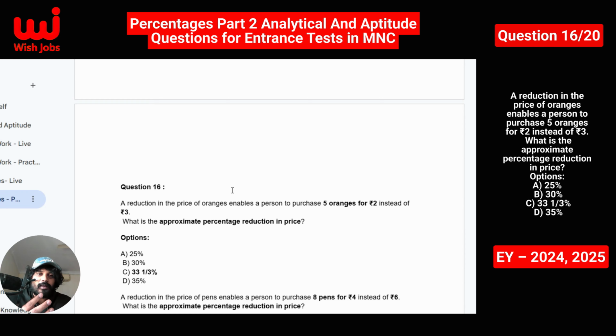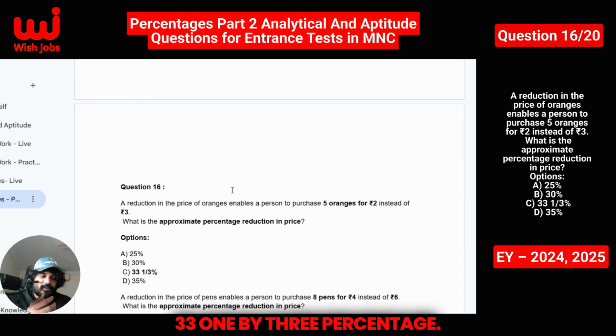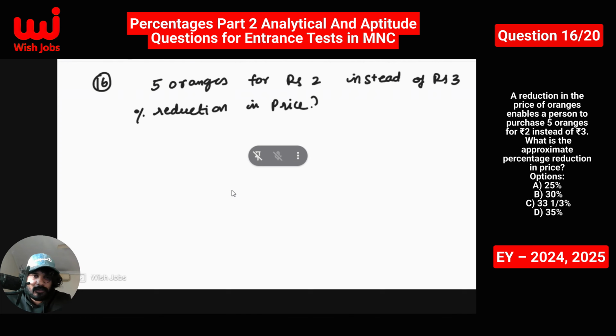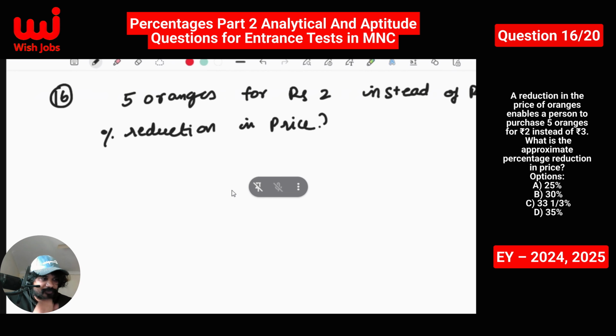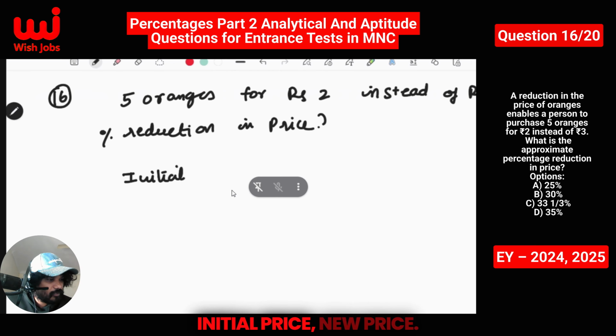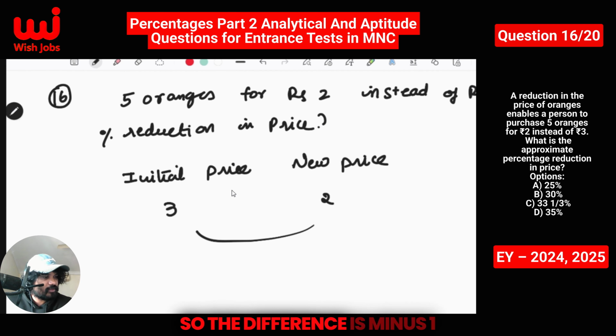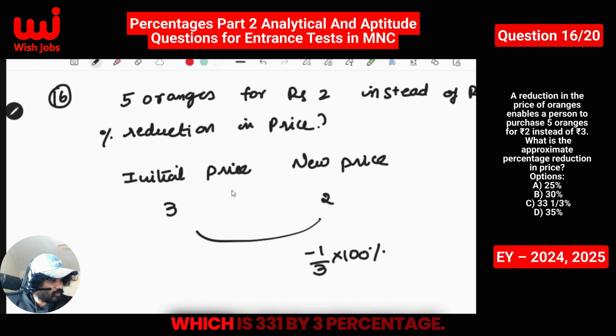You know the direct formula. The reduction is 1, and the original is 3. 1 by 3 into 100, which is 33 1/3 percentage. Directly you can do that. Initial price is 3, new price is 2. So the difference is minus 1 by 3 into 100 percentage, which is 33 1/3 percentage.